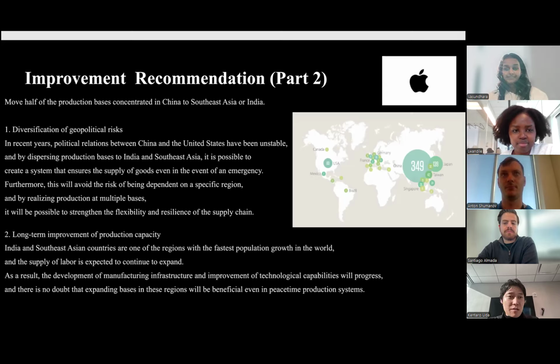The first reason is diversification of geopolitical risks. In recent years, China and the United States have been in a difficult situation, and it's not stable. So there are some risks, like an increase in the tax on transport. So this is the first reason.